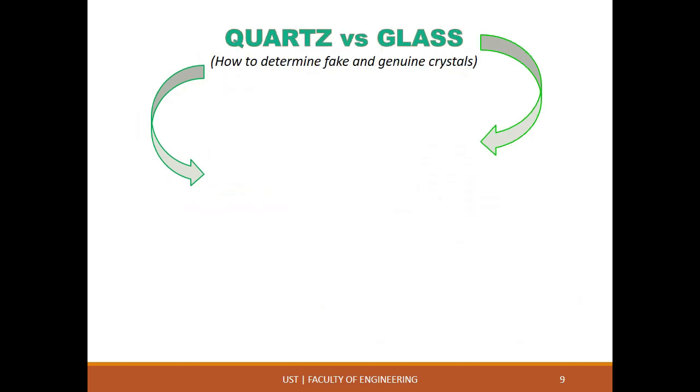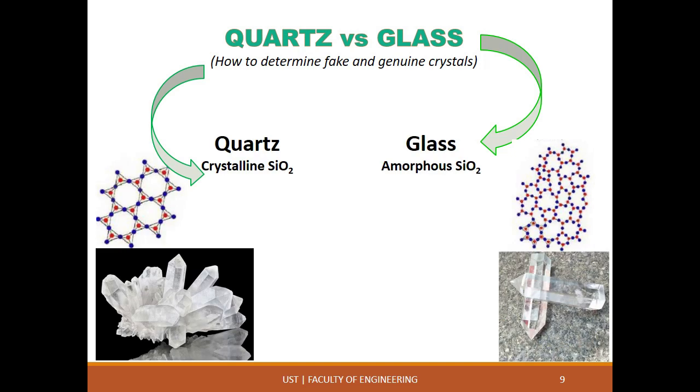Likewise, silicon dioxide or silica can exist both in crystalline and amorphous form. The crystalline form of silica is commonly called quartz, while its amorphous form is glass. Contrary to common belief, before knowing the definition of crystals, glass is actually an amorphous solid. It is commonly used to fake crystals like quartz and diamond, thus the term "puwet ng baso."